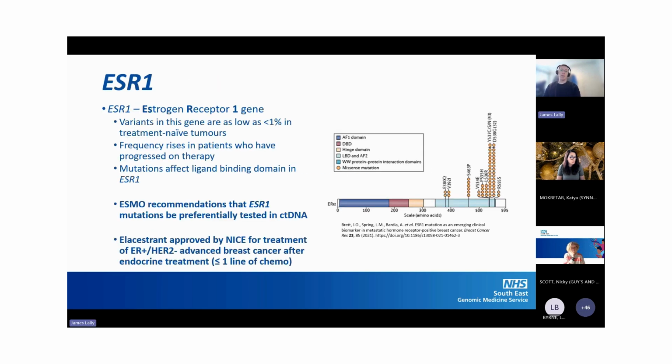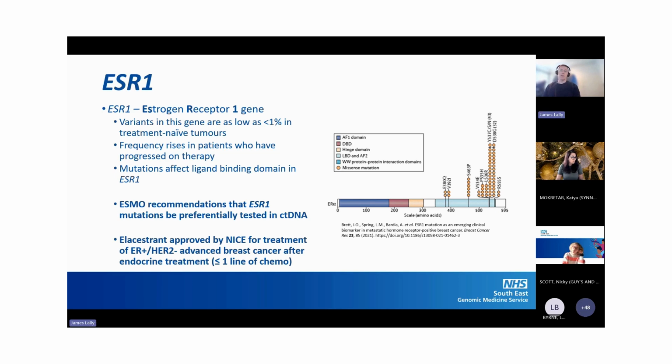An example of where ctDNA testing should be considered is for detection of mutations in ESR1. The ESR1 gene encodes the estrogen receptor alpha protein. It is a ligand-activated transcription factor activated by binding of estrogen and is responsible for upregulation of genes associated with cell growth and metabolism. Variants in this gene are rare in treatment-naive breast cancer, but are found in up to 65% of cases of treatment-resistant breast cancer.